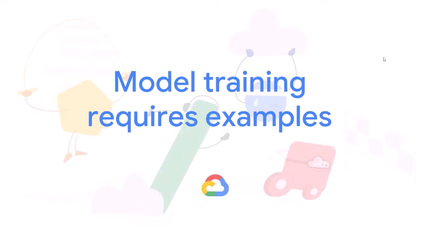So whatever the domain may be, ML model training requires examples. So we'll train the model to estimate tax by showing it many examples of tax returns. We'll train the model to estimate trip duration by showing it many journeys. The first stage of ML is to train an ML model with examples.